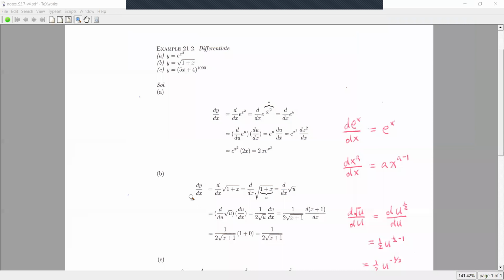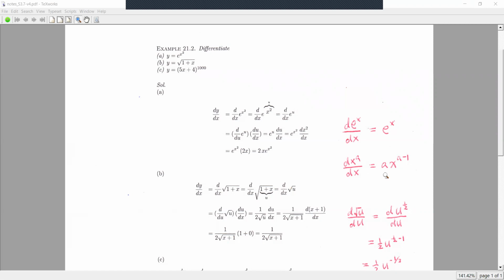Solution to part B. Take derivative on the function y with respect to x. Replace y by the function. Then I have this equation. The function is a little bit complicated. I simplify the function by introducing an intermediate variable u. I let u be 1 plus x. Then the function becomes square root of u. Square root of u is a power function. It is u to 1/2.